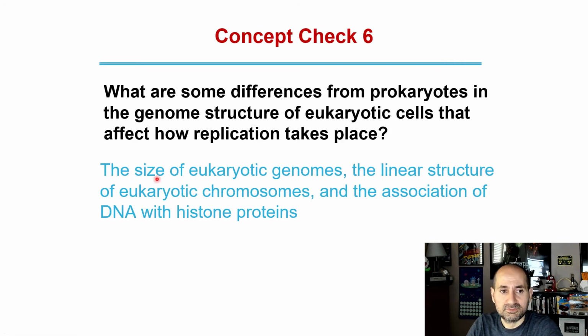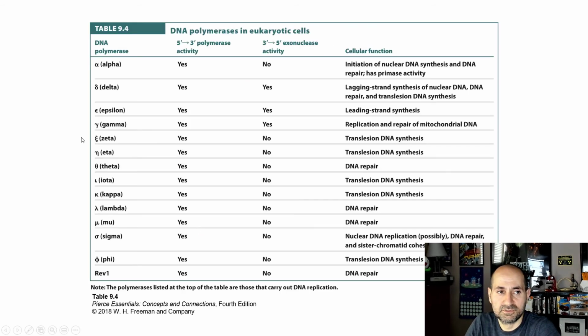The size of the eukaryotic genomes is much greater. The linear structure of the eukaryotic chromosomes is a problem. And then you have the association of the DNA with histone proteins. That's right, remember, eukaryotic DNA has histone proteins, whereas bacteria have histone-like proteins, which are less of a problem. Remember, archaea do have histone proteins, though. Some of them.